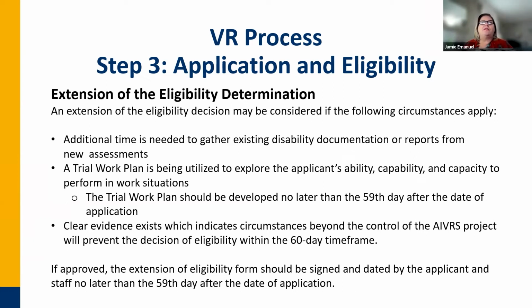If approved, the extension of eligibility forms should be signed and dated by the applicant and staff no later than the 59th day, because once day 60 comes, then you've already passed your deadline. So those are just some good things to keep in your mind as far as deadlines and timeframes.